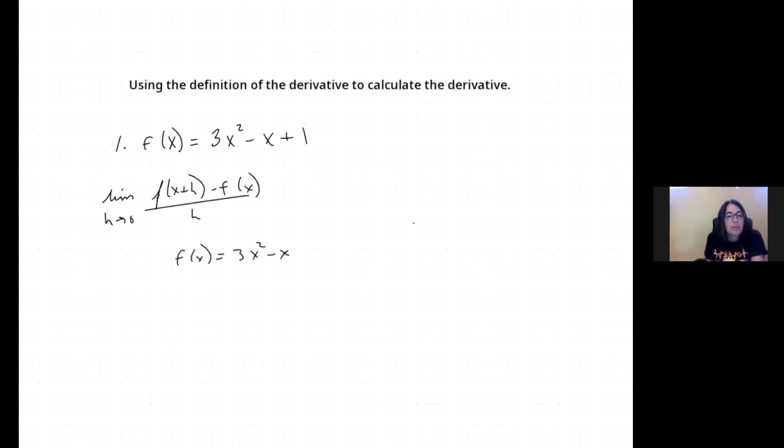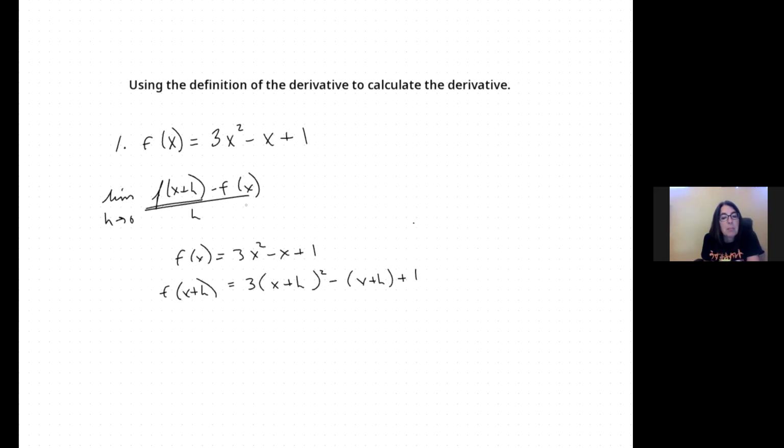If I had said f of 3, we would have replaced every x with a 3, right? But now what they're asking us to do instead is replace every x with x plus h. That is this first portion of the problem. So we're going to do this. Wherever there's an x, we'll put parentheses, and then we will plug in x plus h. That's the beginning of this equation.